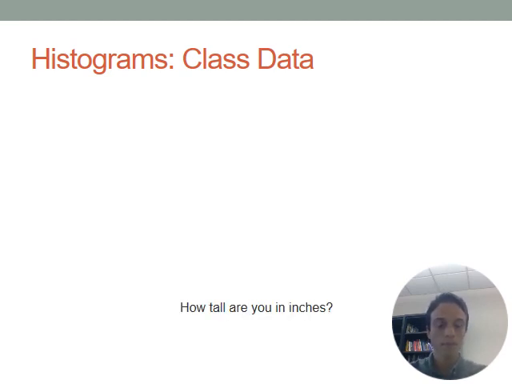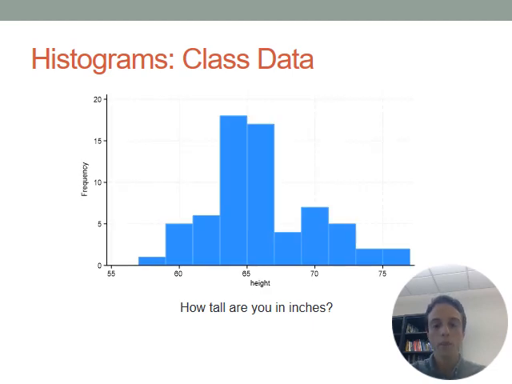One question on the class survey was, how tall are you in inches? Here is a histogram representing that data. We can see that in the two classes, the most common heights are around 65 inches, so about 5'5". Relatively few people are much shorter than 5'5", and relatively few people are much taller than 5'5". The histogram displays that in this format, where we have our variable values on the x-axis, our frequencies on the y-axis, and all of our bars smushed together to show that continuity.